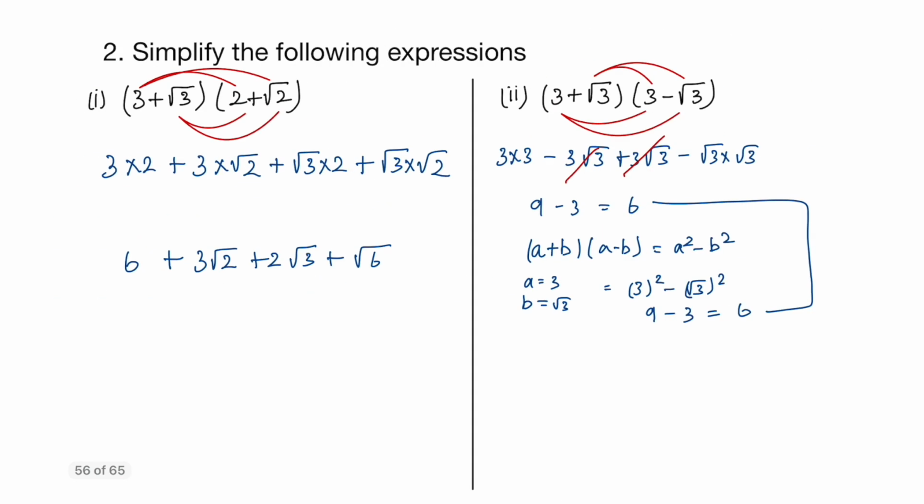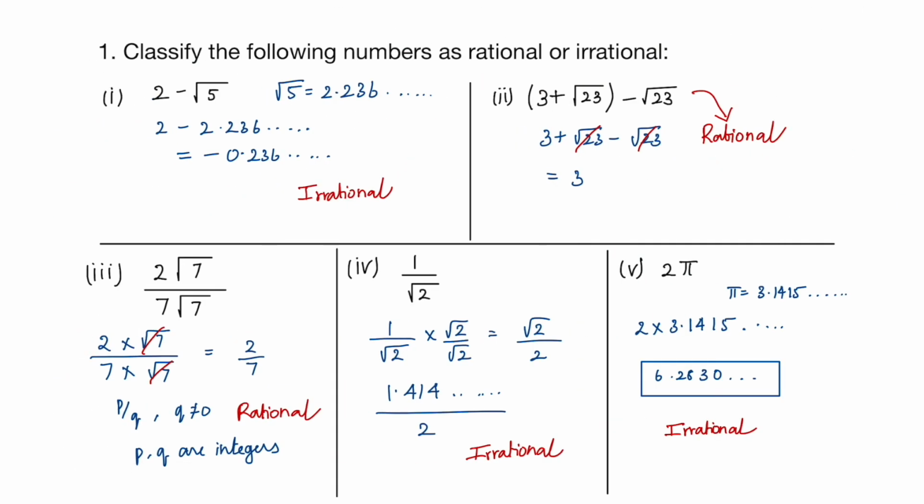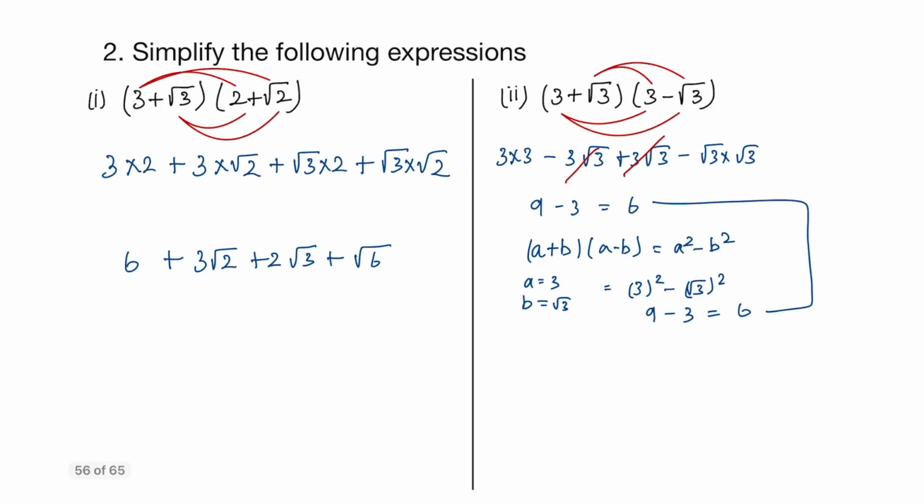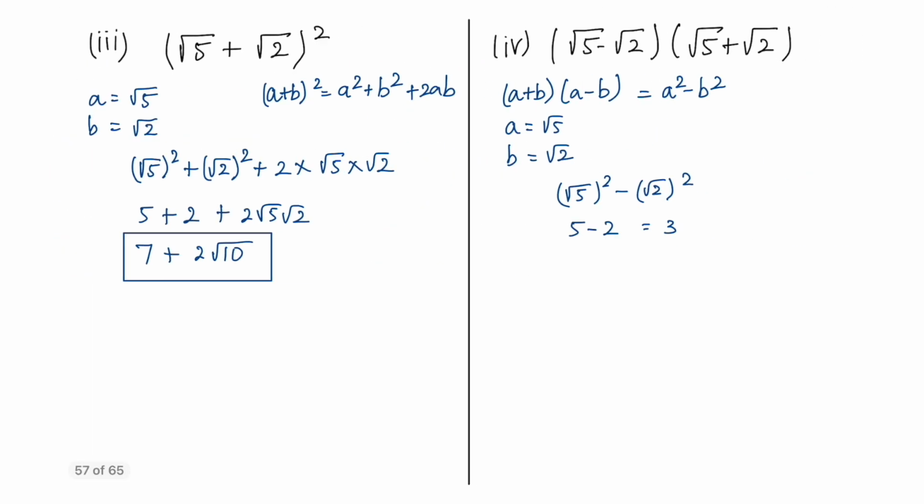Okay, I think that is all for this video. We have solved 2 questions. In the first question, we have seen if the numbers are rational or irrational by finding their value. And in the second question, they asked us to simplify, not exactly, but we used this a plus b into a minus b as well.